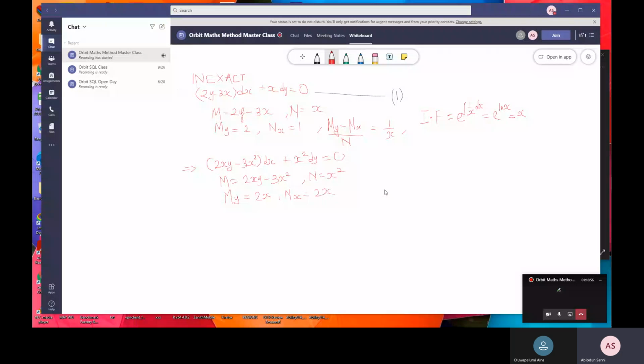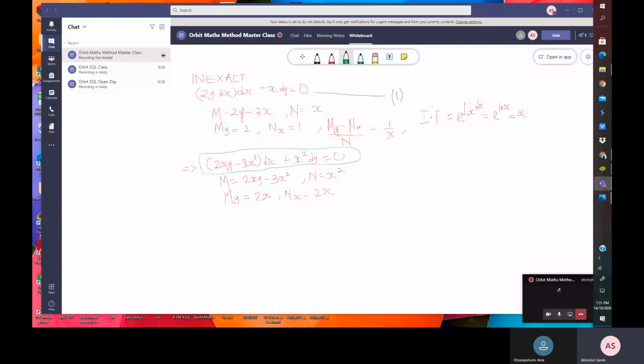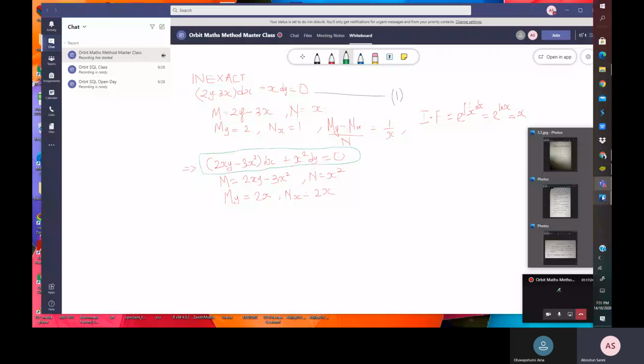Since the problem is now exact, it's left for you to solve it using maybe the grouping method or comparison method, and that's all. It's just for you to make it exact. When it's exact, then the problem is solved. Then you use the grouping method or comparison method. So I will not go into that. Let's proceed.